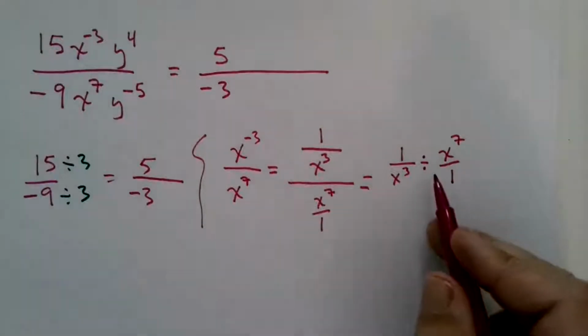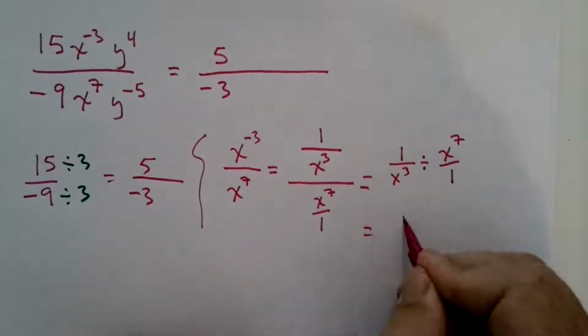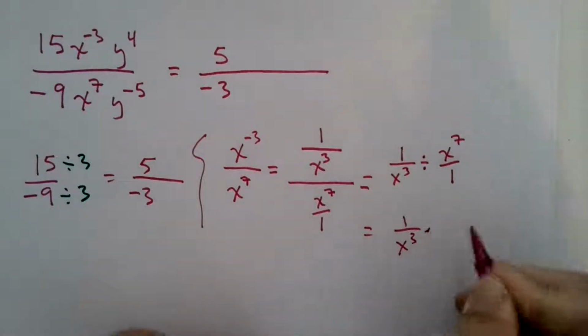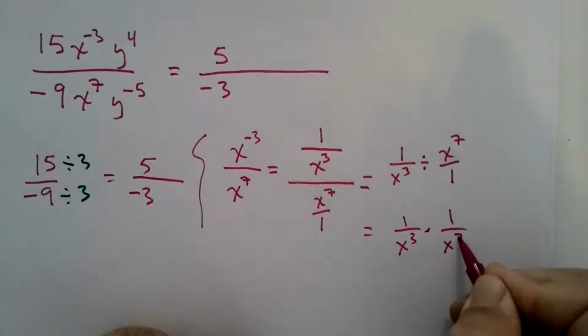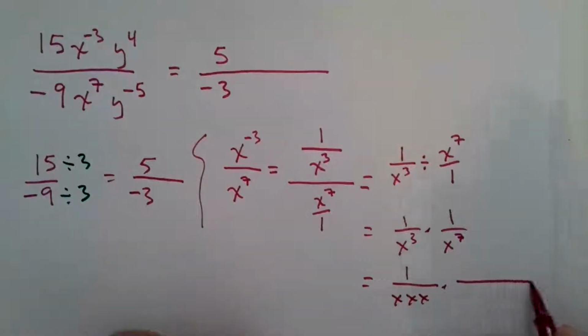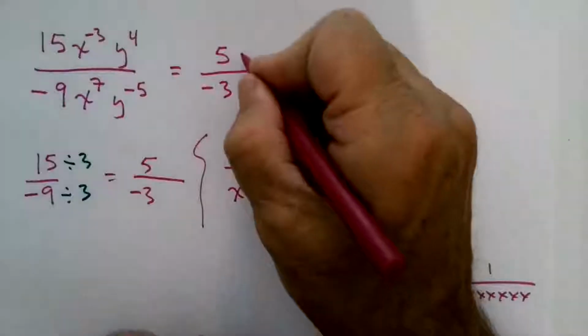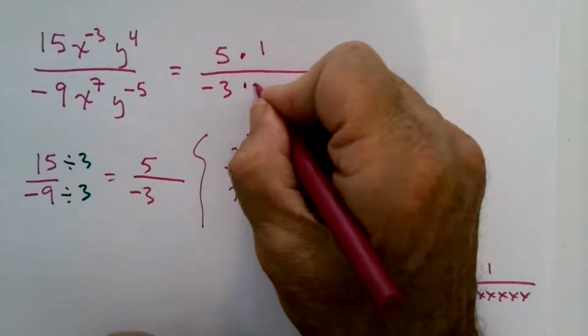If you're dividing fractions, of course, you invert and multiply. That's the same thing as 1 over x to the 3rd times 1 over x to the 7th. Now, what do these mean? 1 over x to the 3rd is 1 over x times x times x, times 1 over x to the 7th, x, x, x, x, x, x, x. So multiply the top. 1 times 1 is 1. X, x, x, x, x, x, x, x, x, x would just be x to the 10th. So upstairs I have a 1. Downstairs I have x to the 10th.